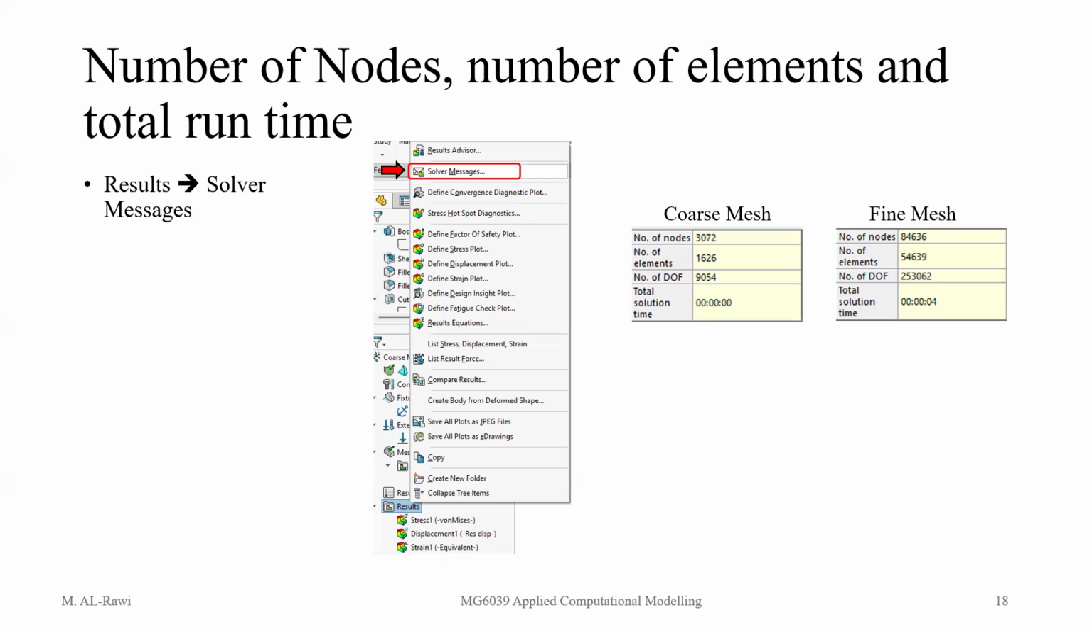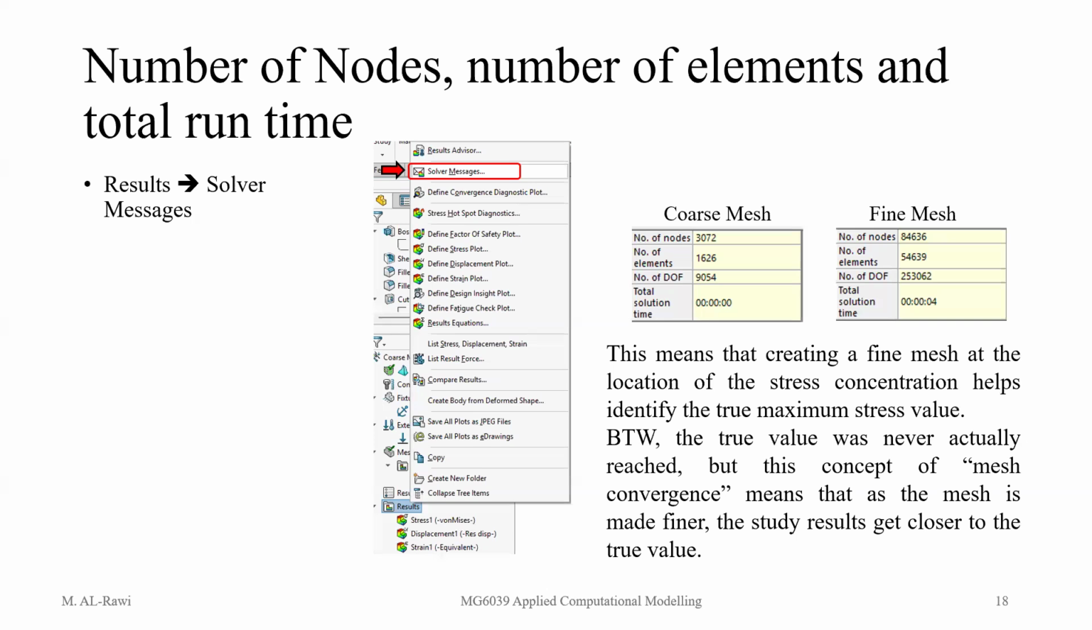However, this is a simple application. If we had more complicated, it would take minutes and then hours and sometimes days. So that is good for you to compare how much you have achieved between the two designs. This means that creating a fine mesh at the location of stress concentration helps identify the true maximum stress value. By the way, the true value is never actually reached, but this concept of mesh convergence means that as the mesh is made finer, the study results get closer to the true value.